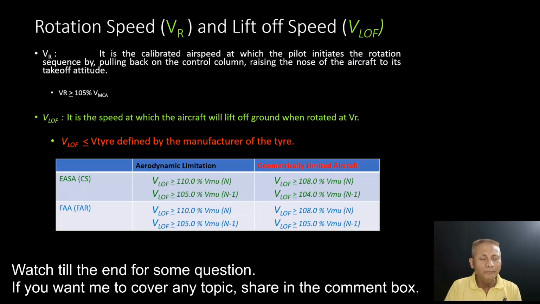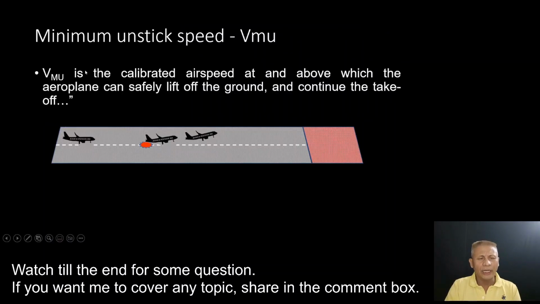If you want to understand more about the minimum unstick speed or the VMU, it is tested during the test flight. The VMU is the calibrated airspeed at and above which the aeroplane can safely lift off the ground and continue the takeoff. During the trial, at a particular speed, the captain of the aircraft puts the nose upward, and the aircraft tail will touch. The tail has got a special modification, a skid is fitted, and finally the speed at which the aircraft gets airborne, that particular speed is nothing but your minimum unstick speed.